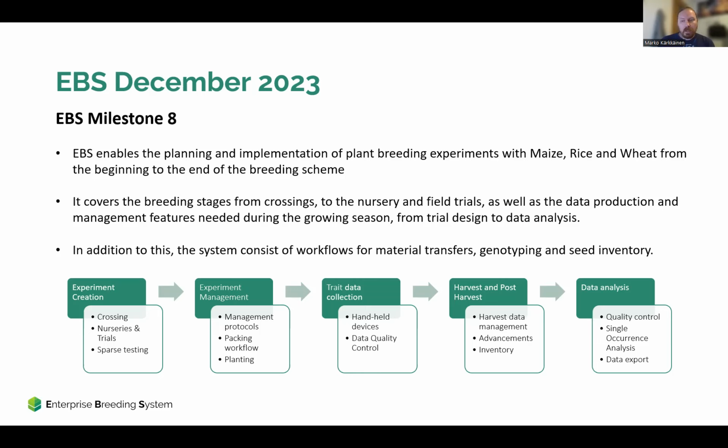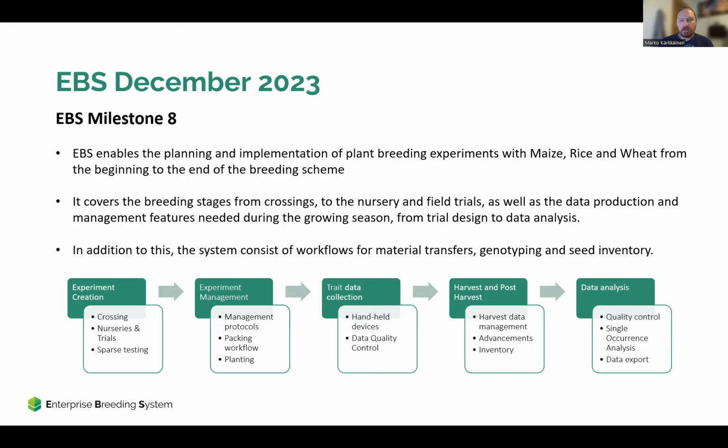Like you saw from that demonstration, EBS is ready to go from end to end, and that has been accomplished through milestones. Now, milestone 8 will be completed in December, and it pretty much means that the breeding teams can handle the end-to-end process on breeding data management. With end-to-end, I mean the fact that they can go from beginning of the breeding scheme to the end. So crossing, nurseries, trials, and so forth. So all those breeding stages are supported.